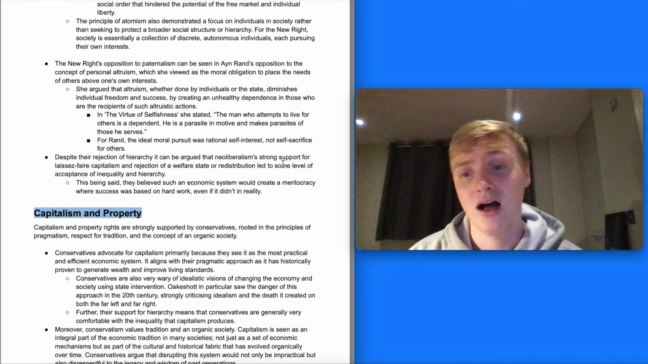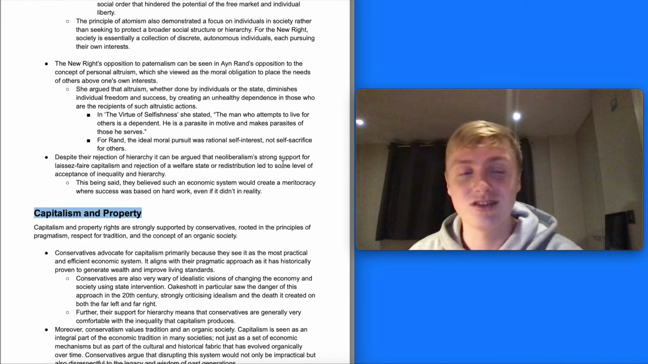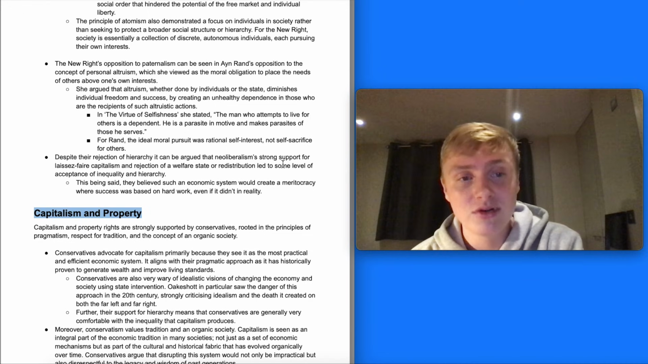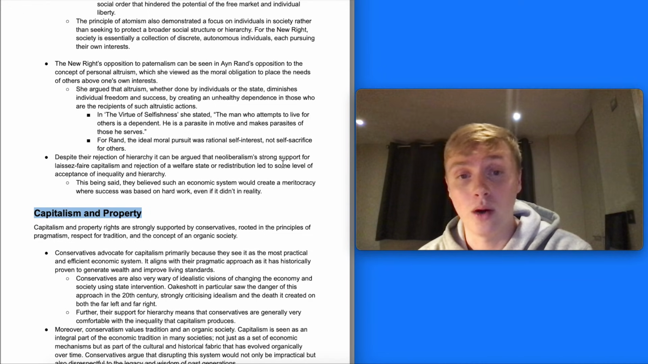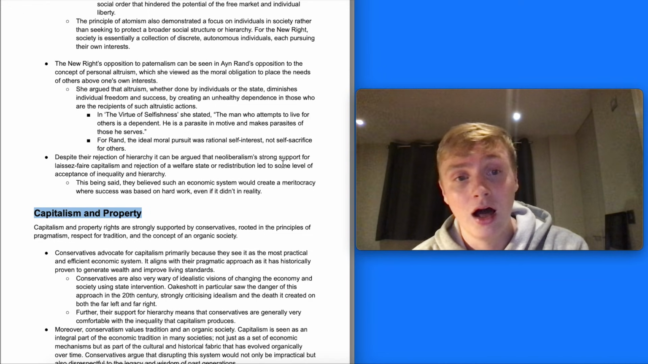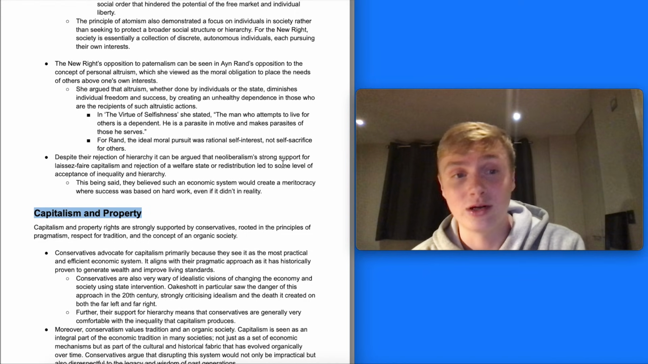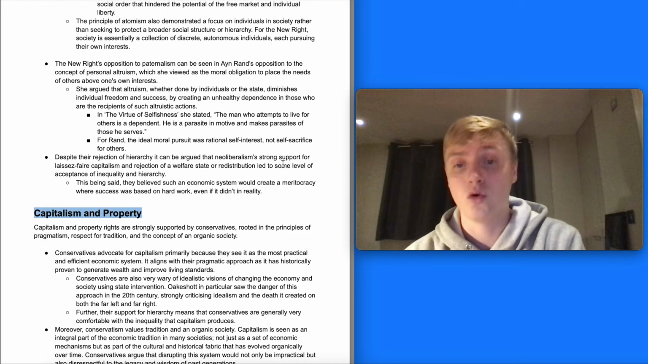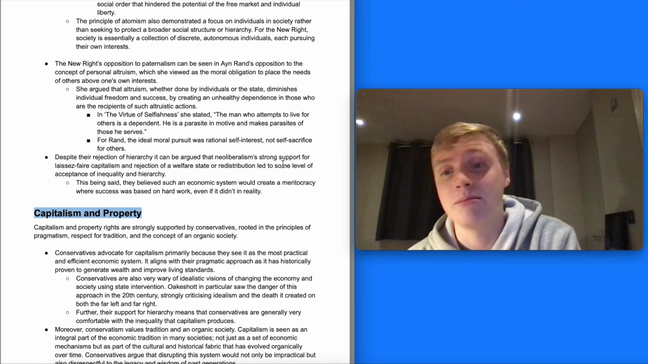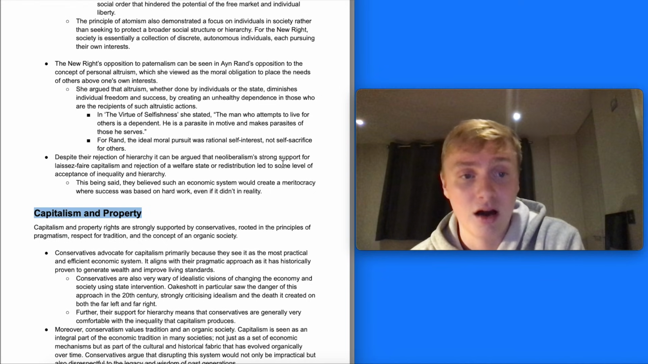On the other hand, a slight agreement or acceptance of hierarchy is that in their acceptance of laissez-faire capitalism and rejection of a welfare state and redistribution, it was inevitable that this would lead to some level of inequality within society and the maintaining of some level of hierarchy.